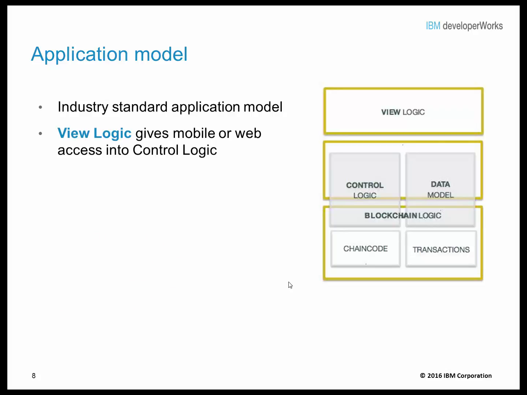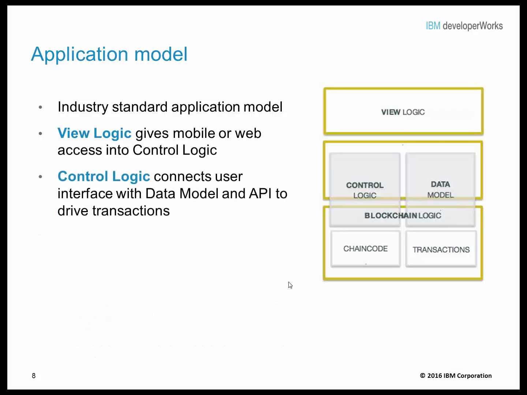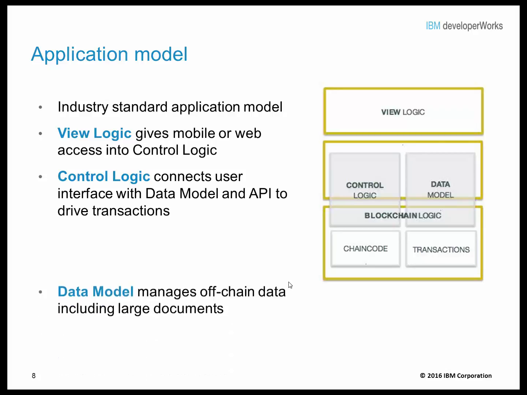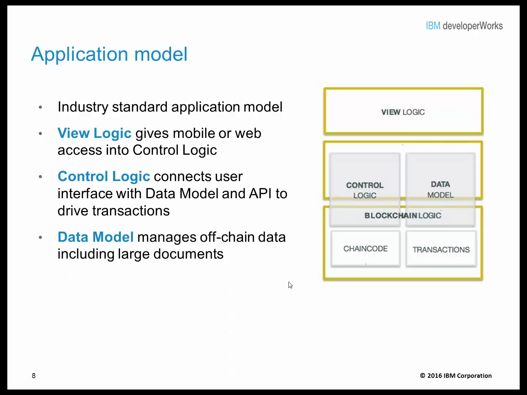View logic gives mobile and web UI access to interact with control logic. Now let's see what control logic does. Control logic coordinates between UI, data model, and APIs to drive transactions and chain code. So now let's look at the next block, which is data model. Data model, which can also be called application data model, manages off-chain data, including documents and large files.